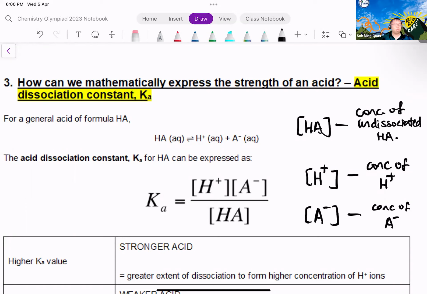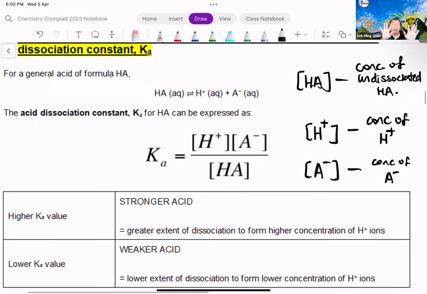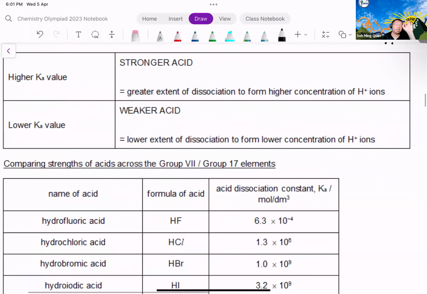Okay, so you are not expected to do calculations, but you need to know how to relate this to acid strength. A higher Ka means it's a stronger acid. Why? If you look at the formula for Ka, the H plus is on top, the numerator. So if the Ka is bigger, it's because the numerator is bigger. It means you have more H plus. More H plus means stronger acid, because there's greater extent of dissociation to form a higher concentration of H plus. Conversely, lower Ka means weaker acid.